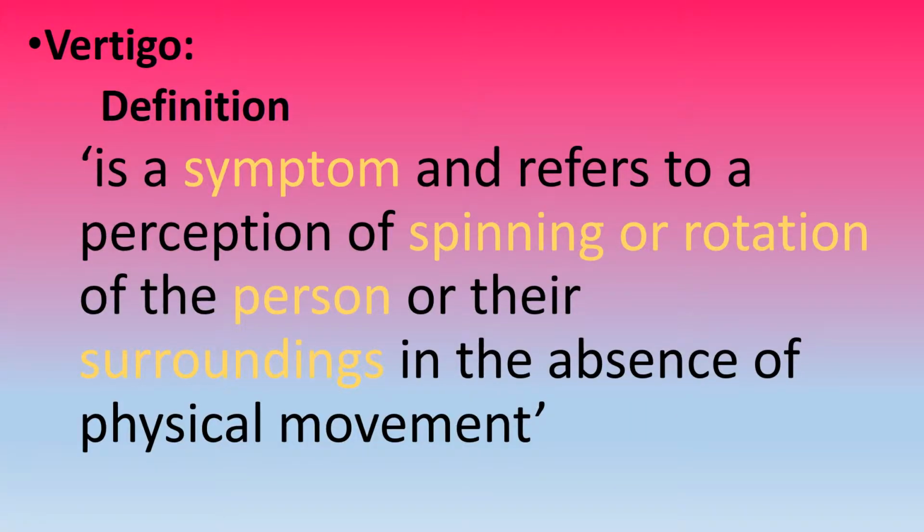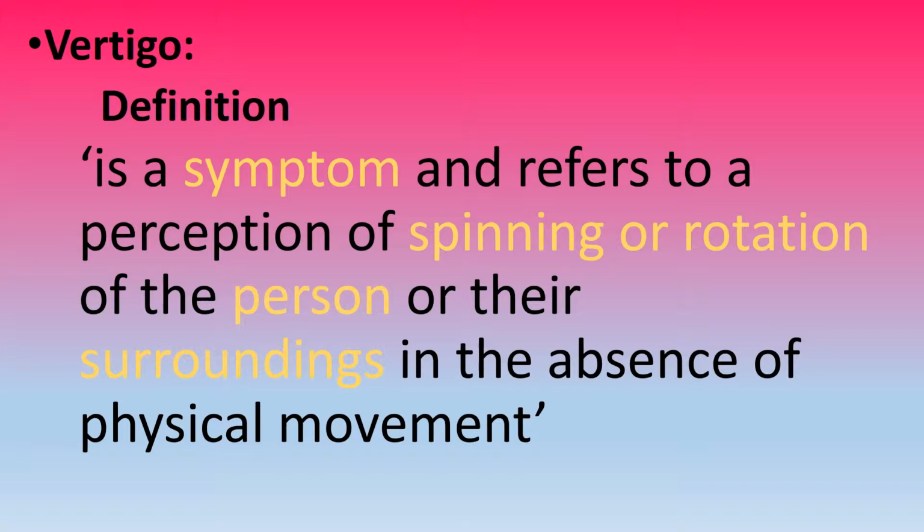Vertigo, the definition: it is a symptom and refers to perception of spinning and rotation of the person or their surroundings in the absence of physical movement. Remember, it is a symptom, and there is a perception of spinning or rotation of either the person or the surroundings. So the first question we should ask is: dear patient, what is spinning? Are you spinning, or is the surrounding spinning? This is the beginning of the investigation of vertigo.